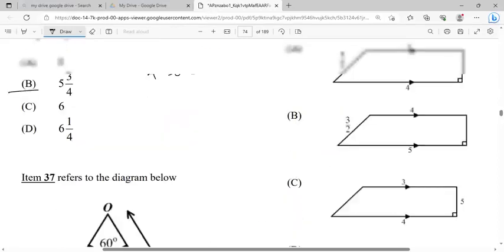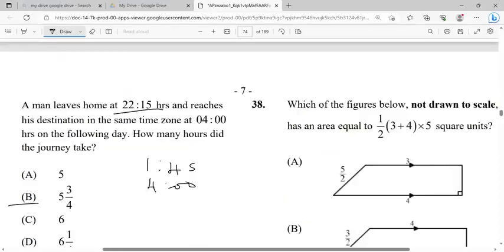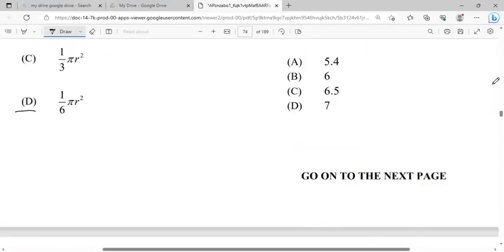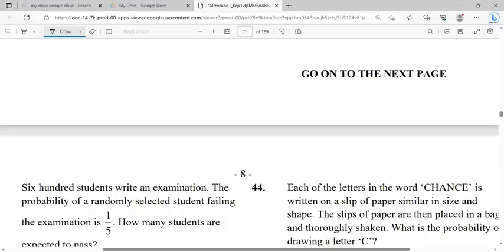Let's move on to this one now. 38, which number I did just a while ago. All right, we can go up to 38.